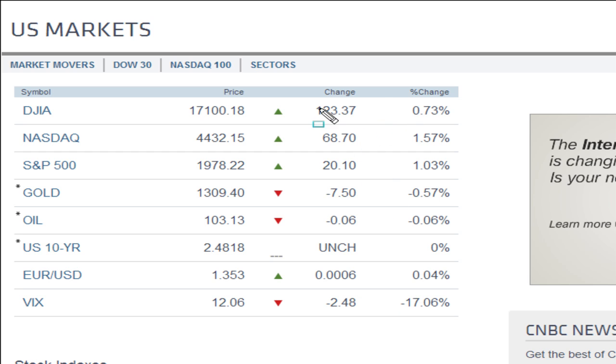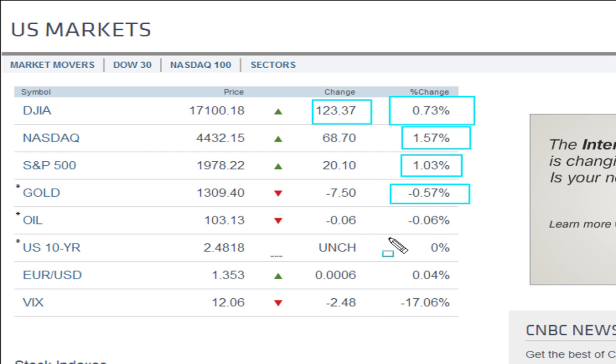The Dow was up 123 points or 0.73%. Nasdaq was up very nicely, 1.57%. S&P 500 was up 1%. The gold was down 0.57, but take a look at how VIX had a big move low, 17% down for Friday's session. And I think this action in the VIX plays a big part into which direction the market is going to go over the next couple of weeks.